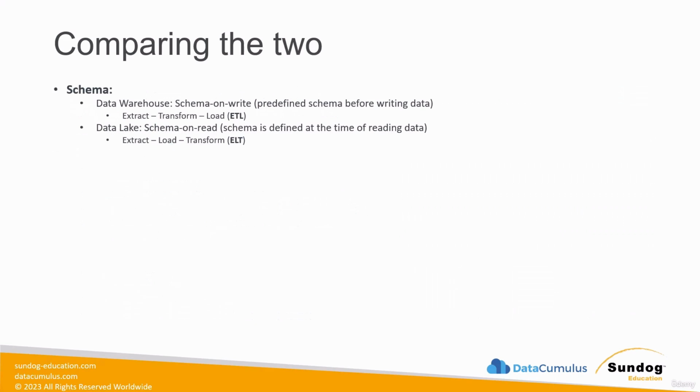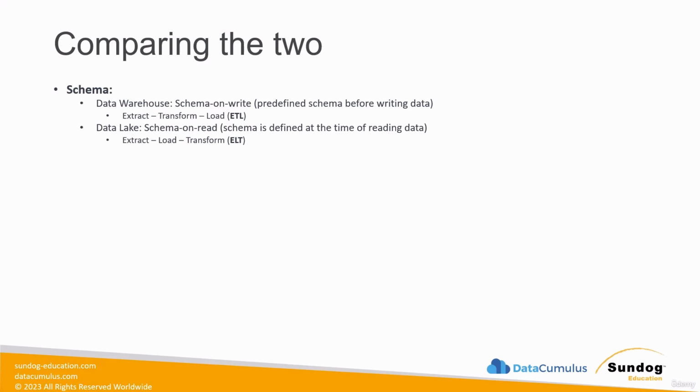So again, on schema, with a data warehouse, it's what we call schema on write. We know what our schema is, what our structure of that data is, before we write it to disk. So when we're processing data warehouse information, we will extract the data from its source, we will transform it into the schema that we know up front, and then we will load it into our database, okay? As opposed to a data lake, which is schema on read. We don't know what that structure is until we go to read that raw data.